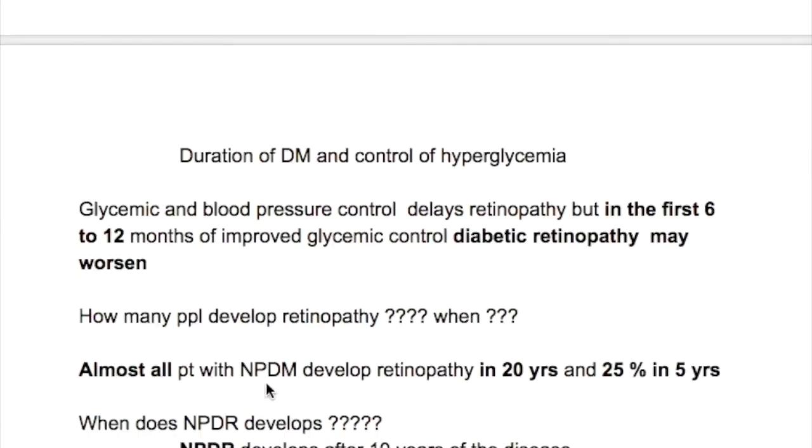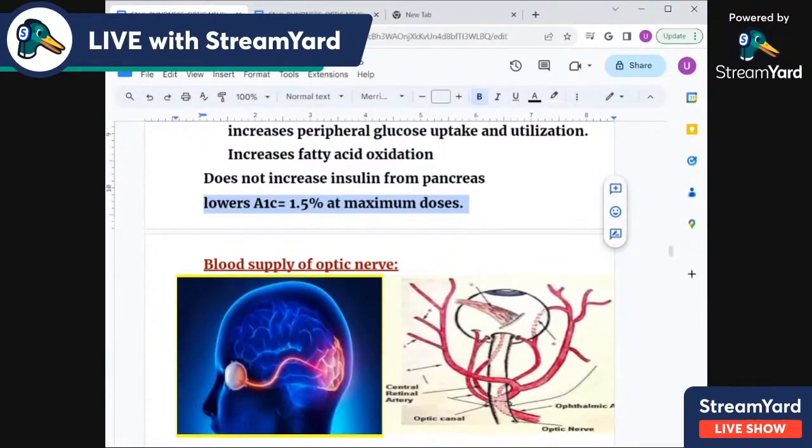Almost all patients with non-proliferative diabetes mellitus develop retinopathy in 20 years, and 25% in 5 years. So we end up here for today.